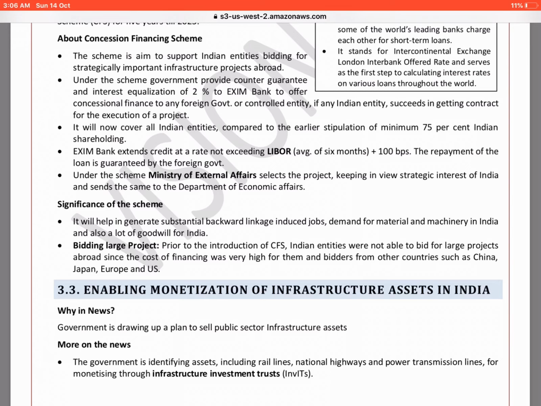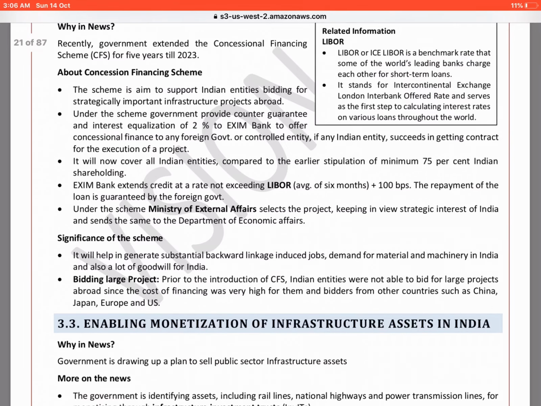So Exim Bank extends credit at a rate not exceeding LIBOR. So what is the LIBOR? LIBOR is Intercontinental Exchange London Interbank Offered Rate. It's like an interest rate, and it serves as a first step to calculating interest rates on various loans throughout the world, and it is a benchmark rate that the world leading banks charge for short term loans. So this is like a benchmark rate.